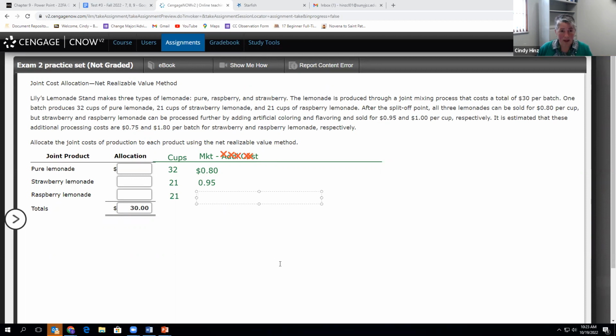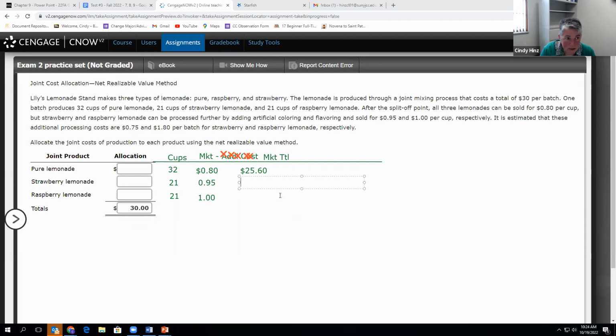So raspberry lemonade sells for $1 per cup. Okay. So the total value, smaller, so I'm not taking up so many columns. The total market value, 32 cups at 80 cents each, for pure lemonade is $25.60. Sorry if I just added to your confusion, but I thought those extra costs were per cup.